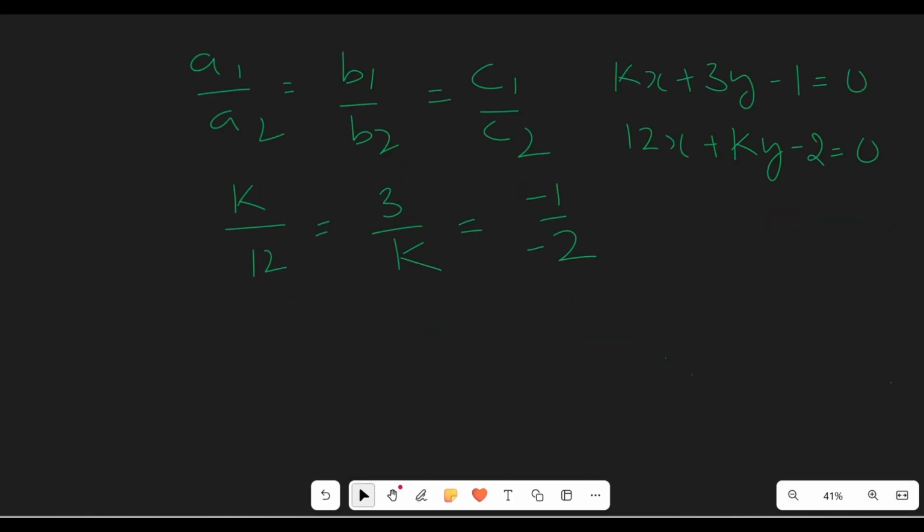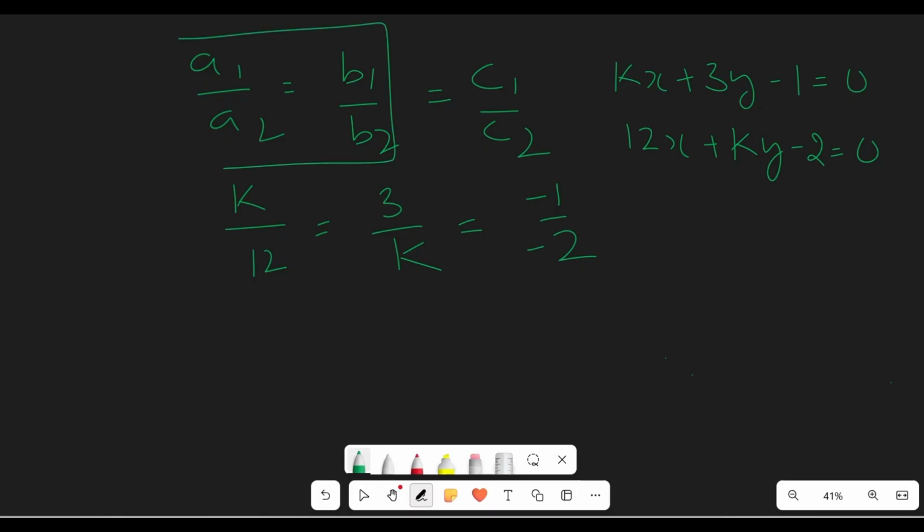Now here I should solve first A1 by A2 equal to B1 by B2, because this is the common thing. If you see, as we discussed, there is a very thin line between infinite and no solution. Let us solve it. I am getting k square is equal to 36. So k is equal to plus minus 6.